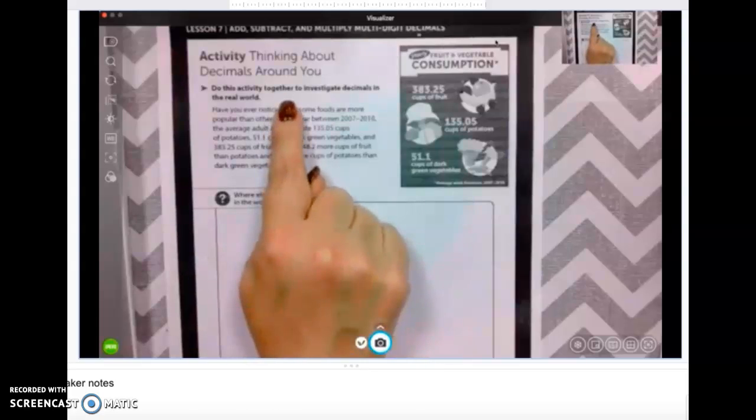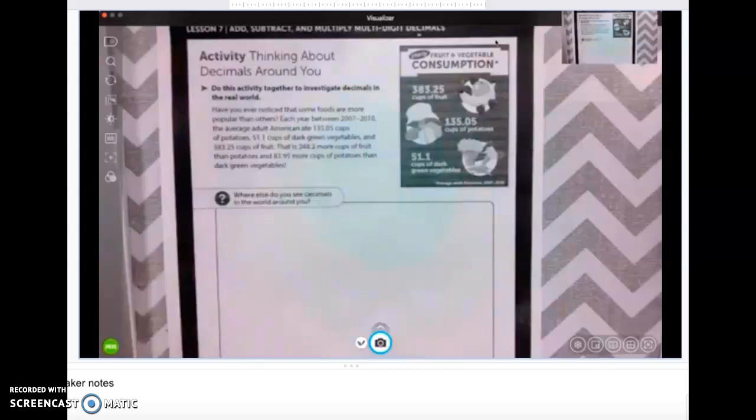First of all, we're going to read the problem, and we're going to highlight some important things so that we can be thinking about what the problem is either asking us or the information that it's giving us. So this activity wants you to be thinking about the decimals around you. So out in the real world, where do you actually see decimals and have to deal with decimals? So you're going to do this activity together with your family to investigate decimals in the real world.